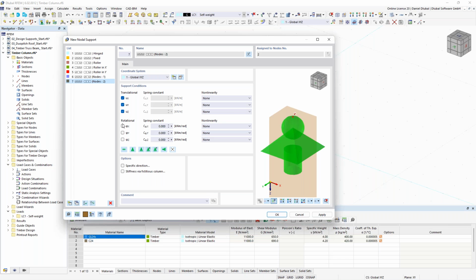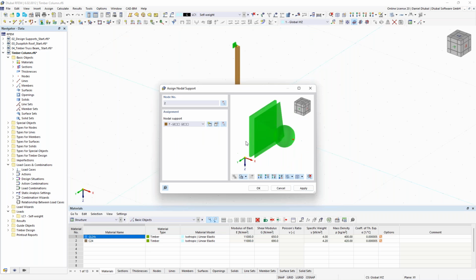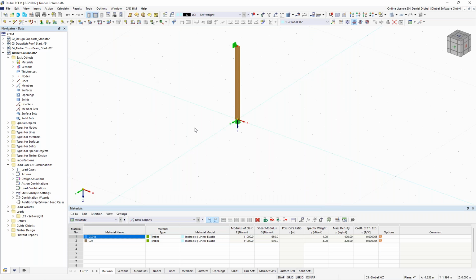I click on okay, and there I create also a new nodal support where we activate the phi x axis and also the translational forces, in order to get some horizontal forces for the case when the column goes into that direction. Okay, I click on okay. Okay again. So now we see it here like that.